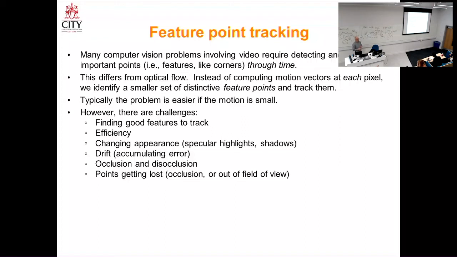First of all, we need to figure out what are good features to track. We want to do it efficiently, so we want to maybe do this in real time if possible. We need to be able to deal with changing appearances, like specular highlights and shadows. We want to avoid drift, which is accumulating error. We might have to deal with occlusion and disocclusion, where things become hidden or unhidden in the video sequence. And points might get lost because they've gone out of the field of view or they become occluded. So there are a lot of challenges to deal with.